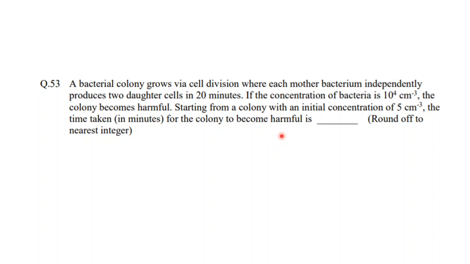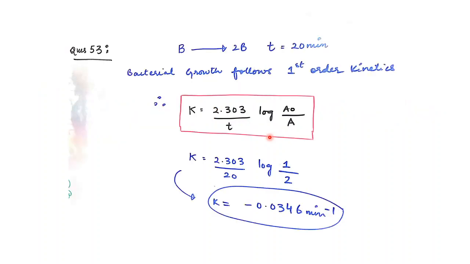Basically, one thing should be clear in your mind: bacterial growth follows first order kinetics. Bacterial growth processes always follow first order kinetics. Now let's observe this equation: B giving 2B at time 20 minutes. And all of you know that this is the equation for first order: k equals 2.303 by t log a naught by a. So this equation follows first order kinetics.